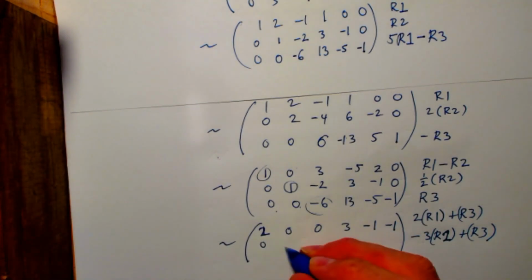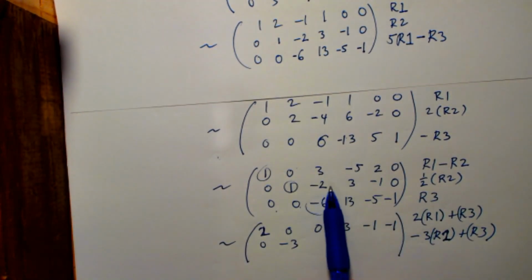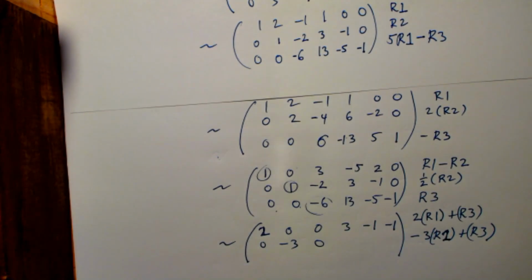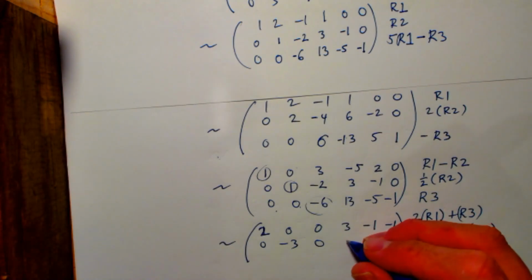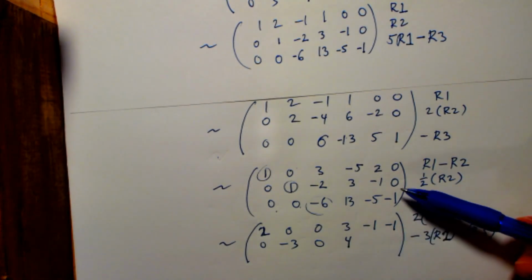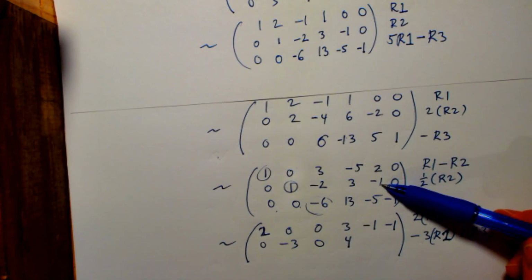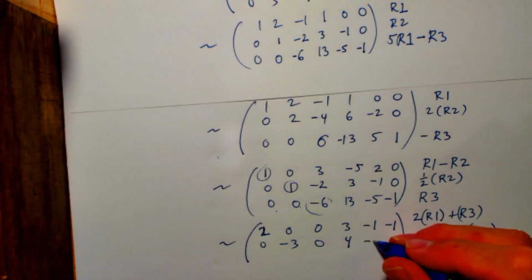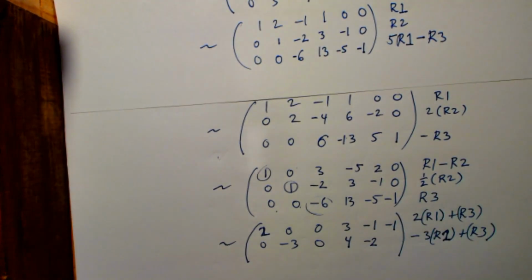Okay, so we would have 0, minus 3. Now, minus 3 times minus 2 is 6, plus minus 6 is 0. Minus 3 times 3 is minus 9, plus 13 gives us 4. Okay, then minus 3 times minus 1 is 3, then plus minus 5 gives us minus 2, and then minus 3 times 0 is 0, then minus 1 is minus 1. Okay, and then row 3 just the same.